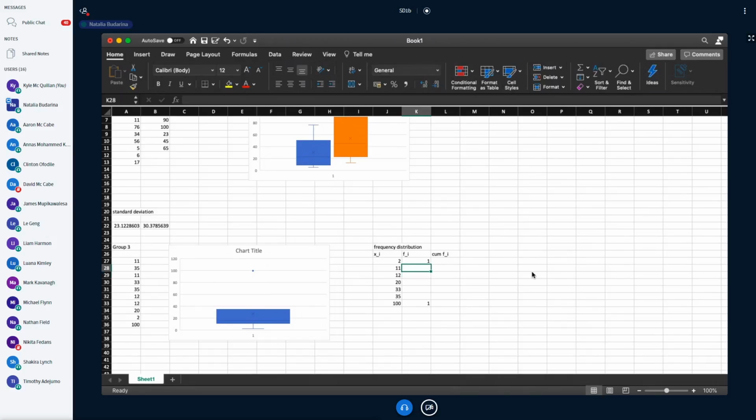11 is 2, 12 is 2, I assume, 21 is 1, 33 is 1, 35 is 2. So do I have a total of 10? I will check now. I would like to sum.